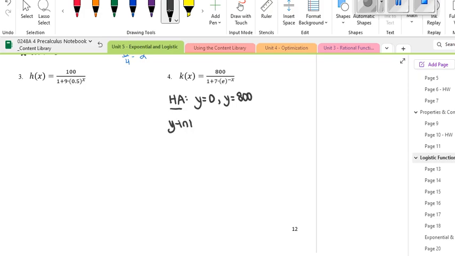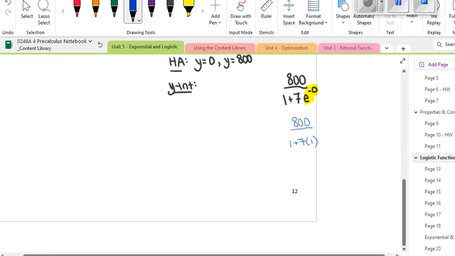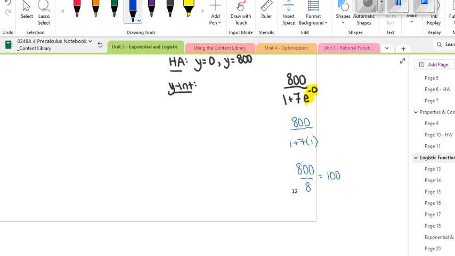To find the y-intercept, again, I'm going to replace x with 0. So 800 over 1 plus 7 times e raised to the power of negative 0. I'm going to evaluate exponents first. So e to the power of negative 0 becomes 1. 7 times 1 in the denominator is 7, plus 1 more is 8 for my new denominator. And 800 divided by 8 leaves me at 100. So my y-intercept then would have coordinates 0, 100.